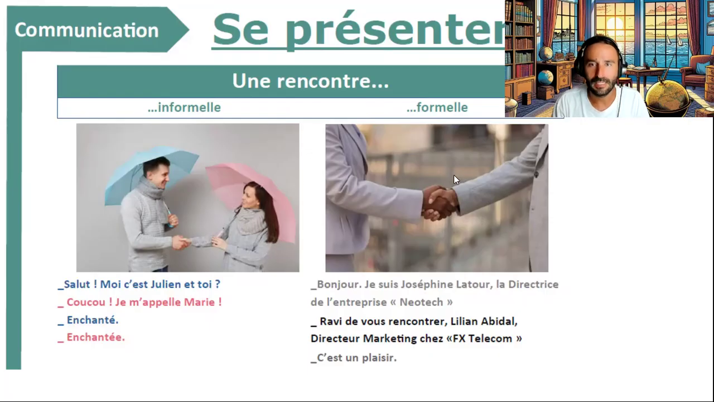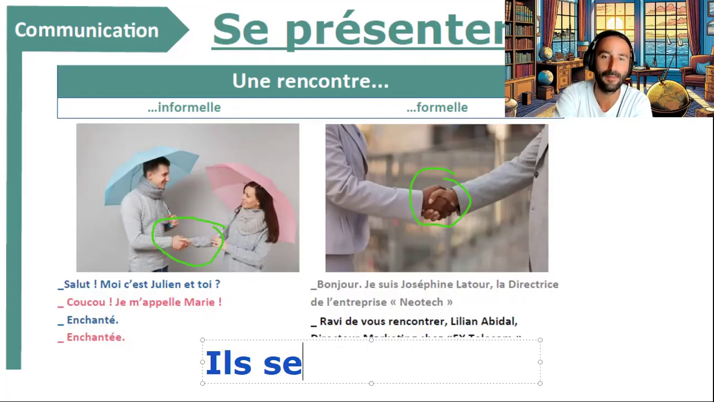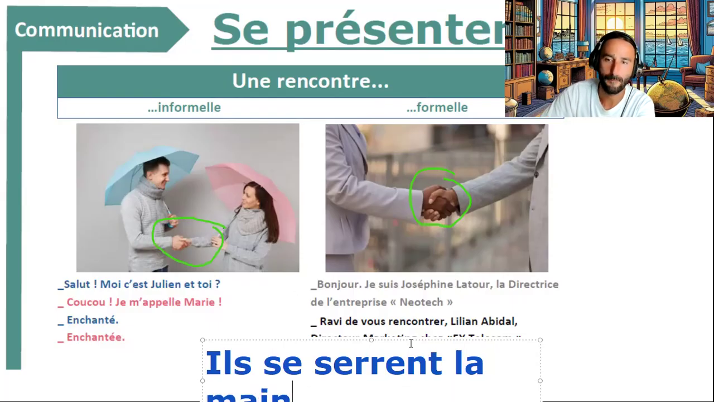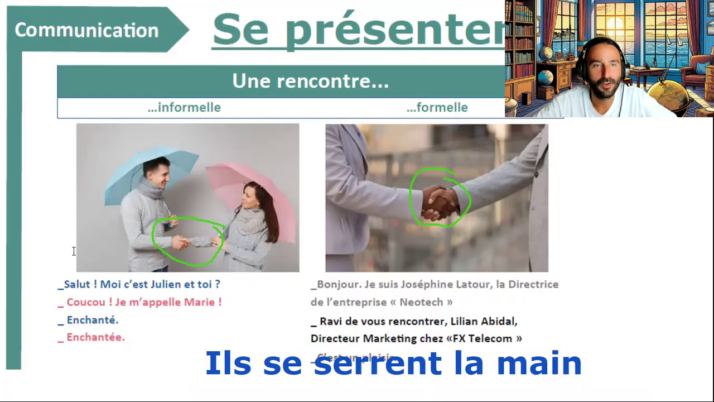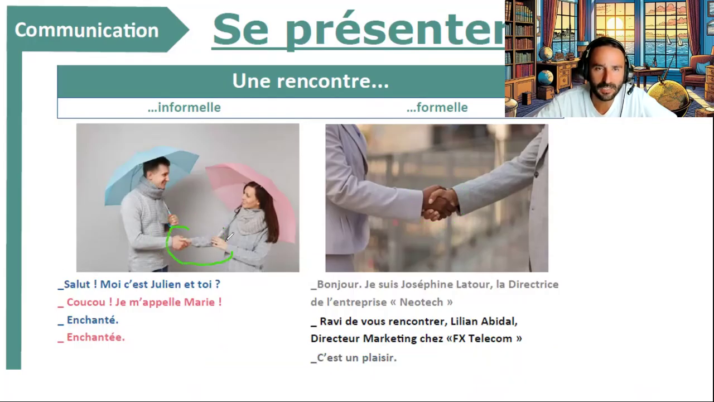Okay, what do we notice? Okay, in French, what do they do? They shake hands. Alors, we say that il se serre la main. Il se serre la main. Alors, in the informal way, when it is a friend, here you can see that they shake hands because maybe they're a bit shy or they don't know each other, but it's like a more friendly situation.